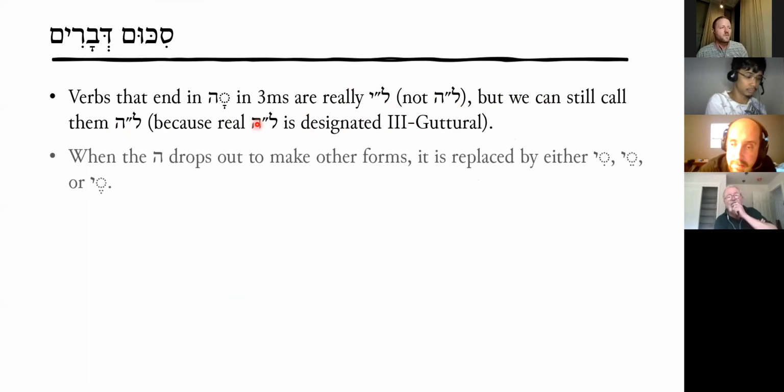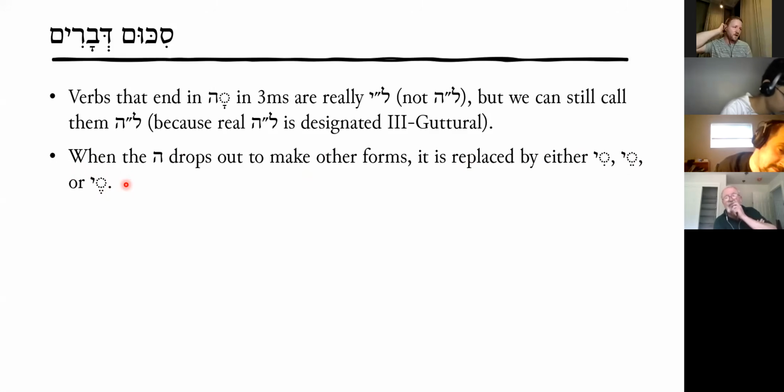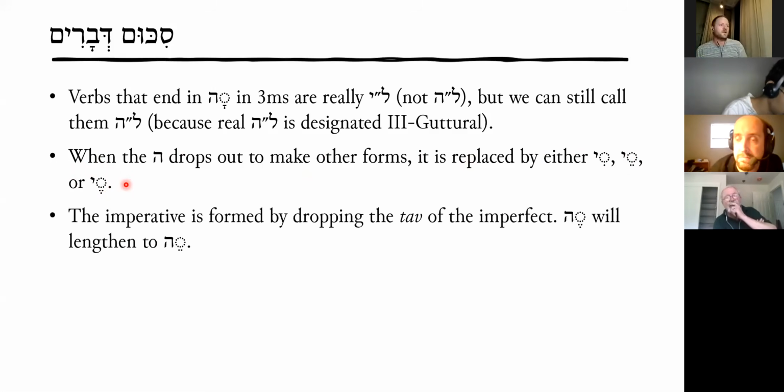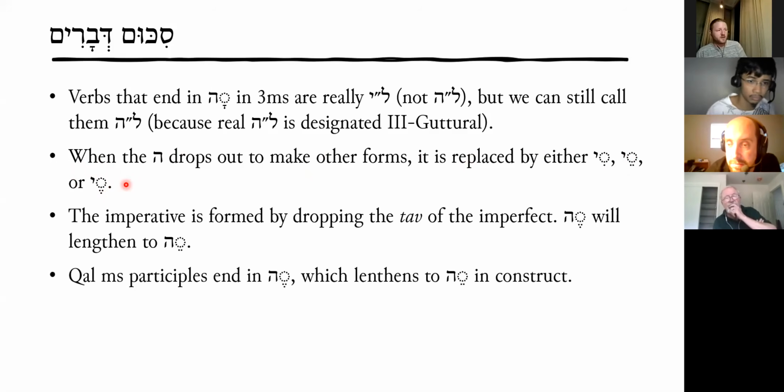That is lamed hey with mapik. When the hey drops out to make other forms, it's replaced by e, a, or eh. I distinguish between a and eh, though you don't really in your speech, but you should know that it can be either tsere or segol, like tiglena. Tiglena is with segol. The imperative is formed by dropping the tav of the imperfect. E will be lengthened to e, with tsere.